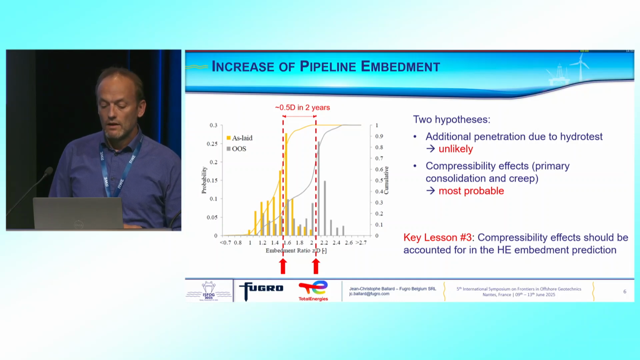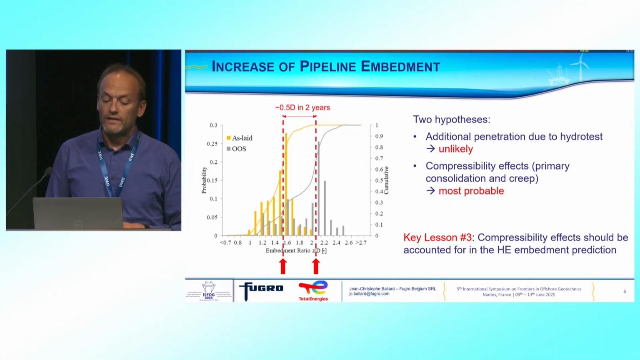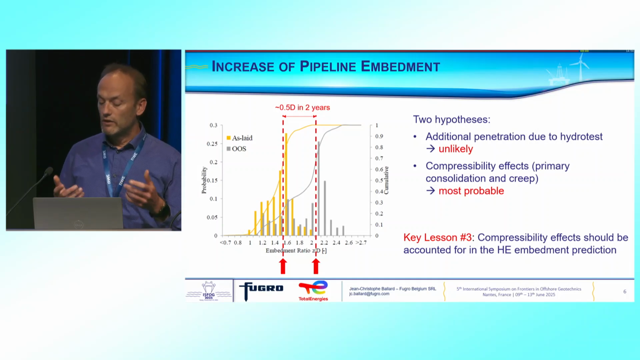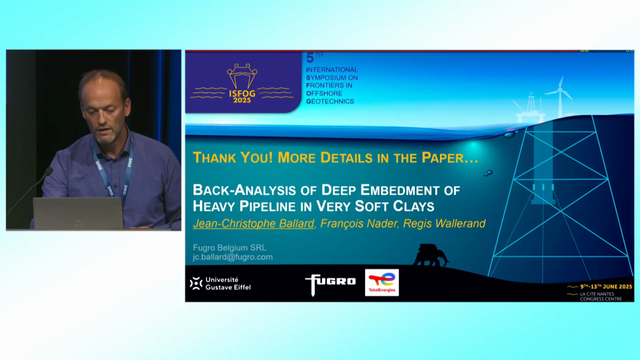Current methods assume a bearing capacity approach, and these compressibility effects are disregarded, but we believe that in the case of heavy pipeline in a normally consolidated clay, that is something that should be taken into account. So this is key lesson number three.